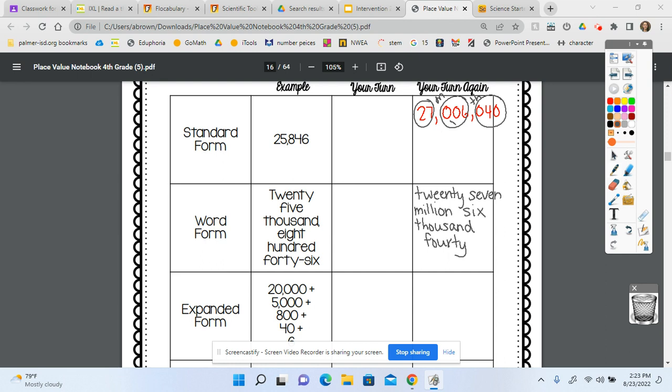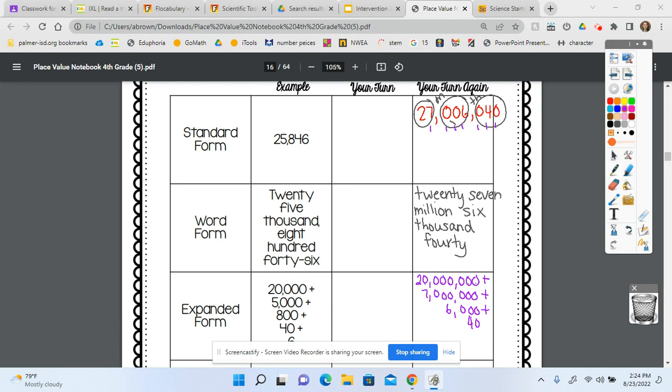Now, pause it for a second and see if you can do the expanded form on your own. Once you've done that, you can unpause it and see that here it is in expanded form. We're going to start with 20 million. I'm counting all the spaces behind that too. There's 1, 2, 3, 4, 5, 6, 7. I should have 7 zeros. Plus, next digit, 7 million. Plus, the next is 6,000. Plus 40. That is the number in expanded form.